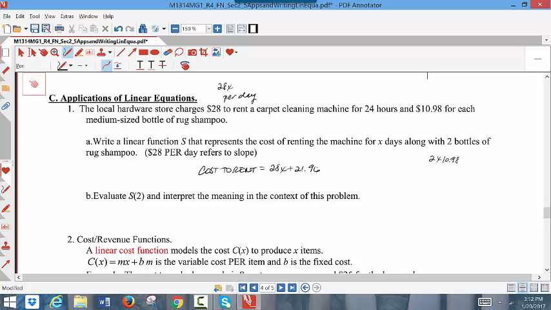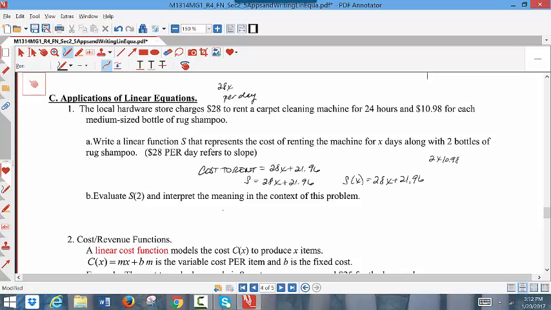Write the linear function as s. Alright, so they're going to want me to make this s. And if they want me to write it as a function, since I'm using the variable x, I really should put s of x equals 28x plus $21.96 for the shampoo.